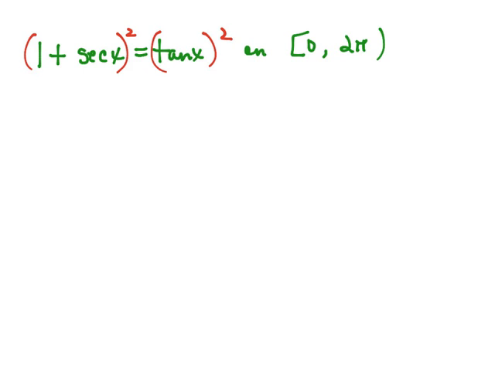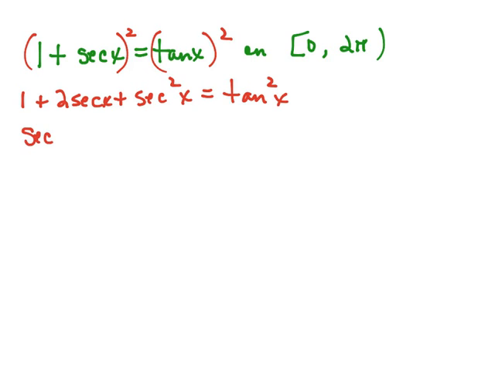If we square both sides, on the left we'll get 1 plus 2 secant x plus secant squared x equals, on the right, we'll get tangent squared x. And then we can go back and rewrite this as the secant squared plus 2 secant x plus 1 equals, and we know that a tangent squared is equal to a secant squared minus 1. So now that's a Pythagorean identity.